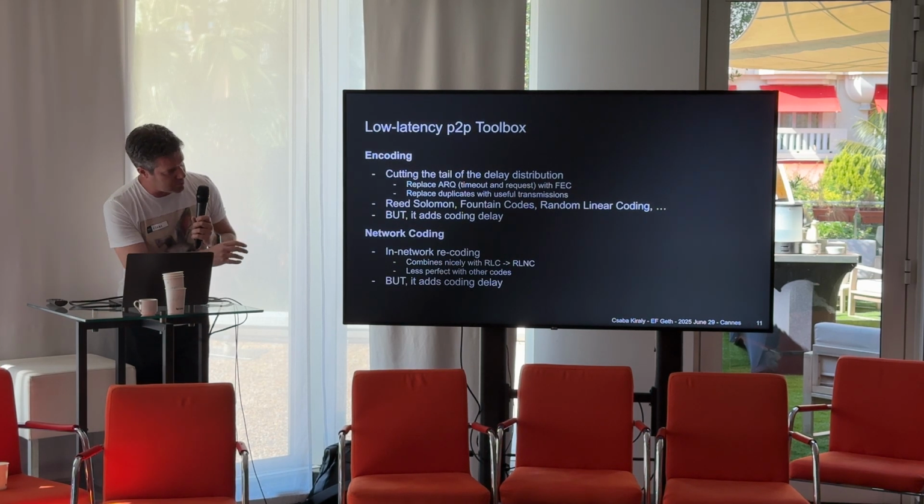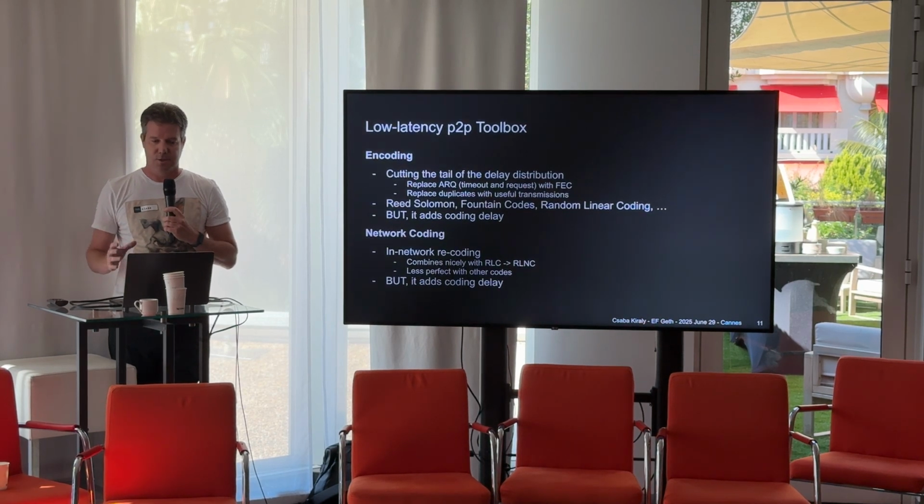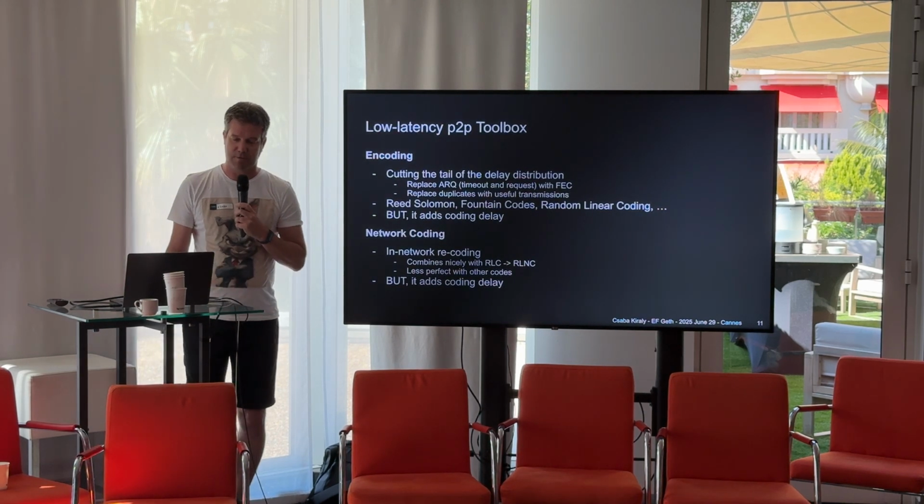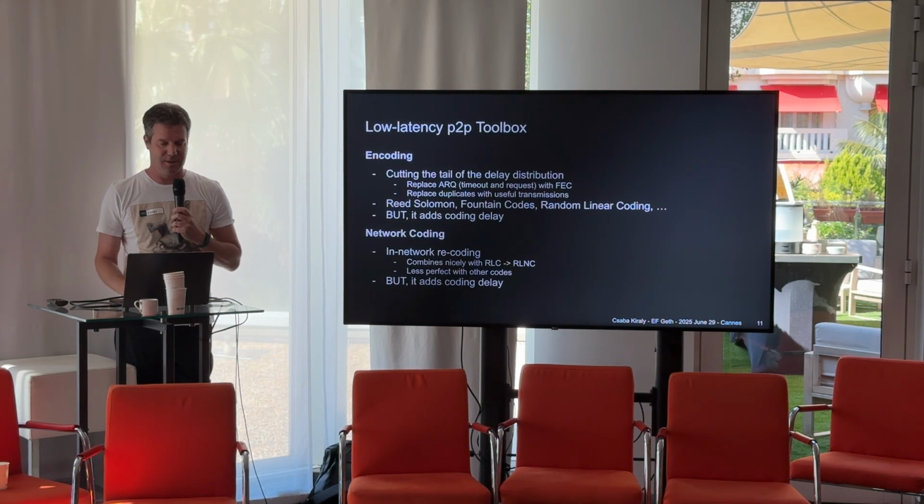There is a small note there that this is adding coding delay, encoding and decoding delay. So you have to be a bit careful, but it's a nice technique. Then we have network coding. Network coding has been there since 2005. It has been there for long.